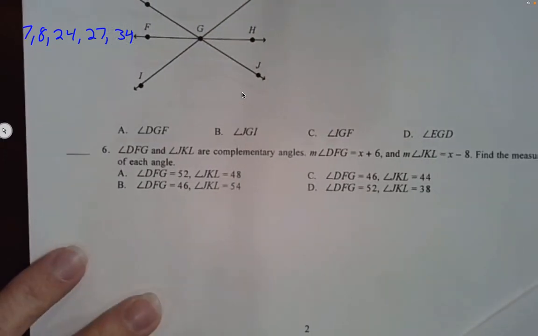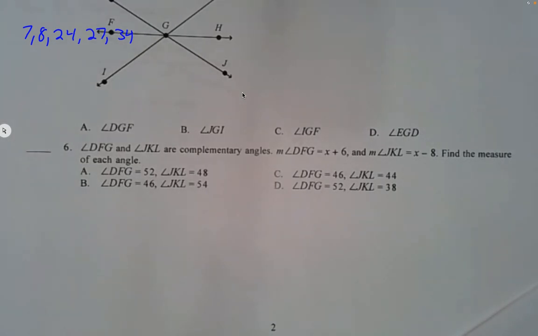All right, complementary. That means it adds up to 90. So, we're going to add this angle and this angle, and it equals 90. Okay? So now, complementary is 90. What's supplementary? 180. Okay. Shh, y'all listen. Test tomorrow. All right. This one, don't start moving anything around yet.